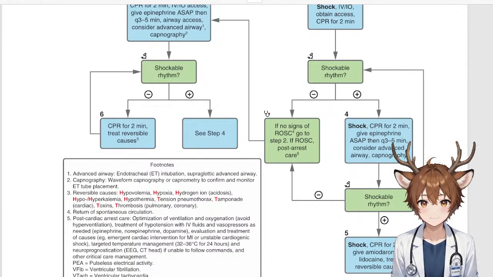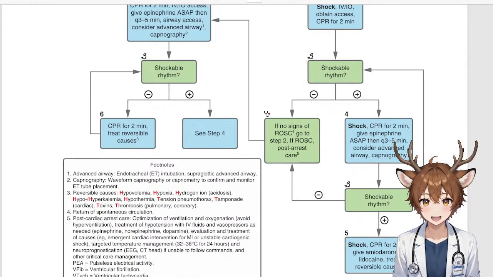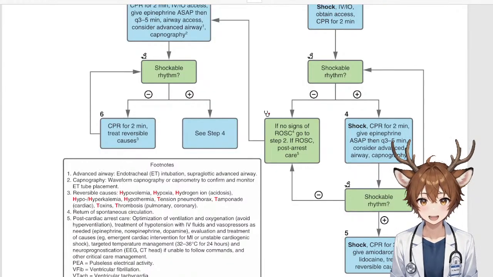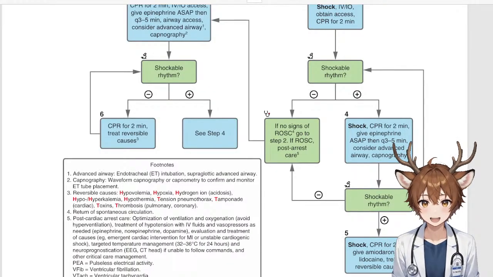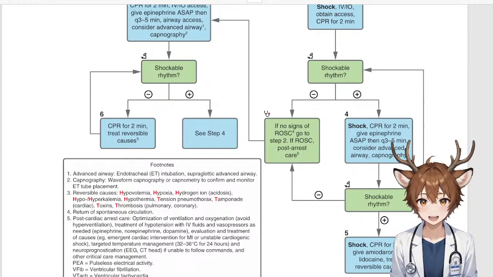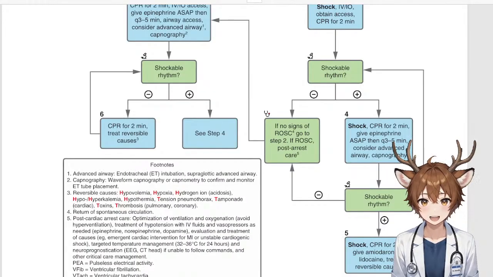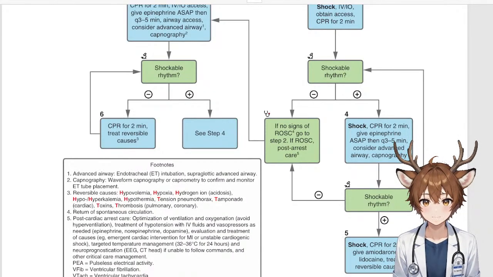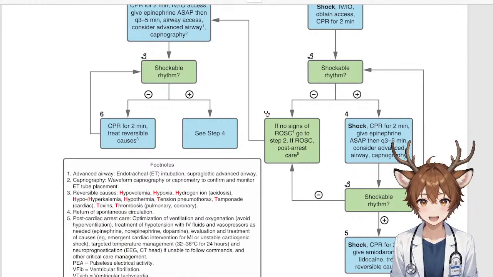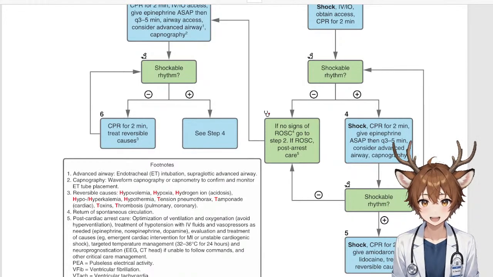Anyway, back to this. Let's say it was shockable, and it was shockable again, then you shock. CPR for 2 minutes, give epinephrine ASAP, then every 3 to 5 minutes, consider advanced airway, capnography. Is it shockable again? If it's not, then you go back to the if no ROSC steps. If it is shockable, then you shock again. This is a third shock, I guess. CPR for 2 minutes, give amiodarone or lidocaine, treat reversible causes.